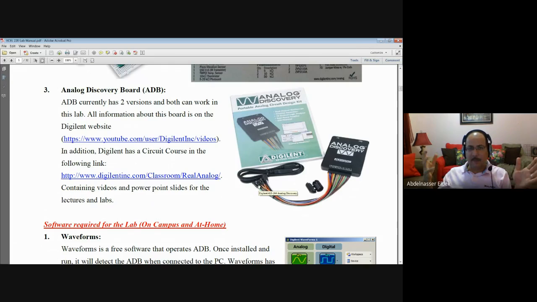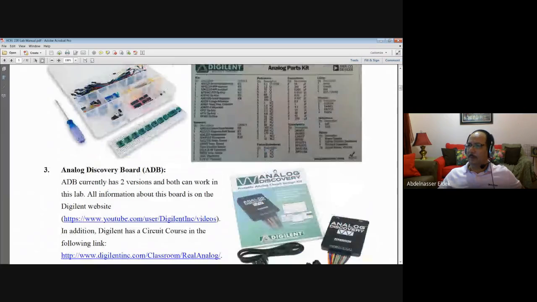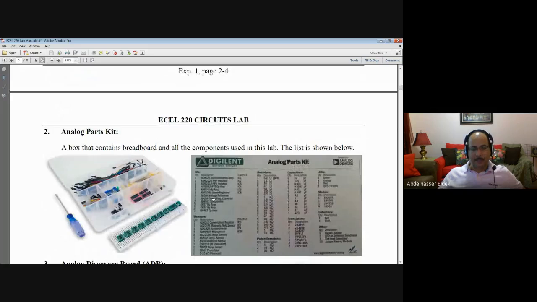So I encourage everybody to buy this analog discovery board and use it not only in this lab but also in other labs. You can use it even after you finish this course, after you graduate. You need to practice at home anytime, and you can use this one, as if you have a real lab at home. And not only that, you will see also other advantages of this analog discovery board. If you want to buy, you need to buy these two together, the analog discovery board and the analog parts kit, to do this lab.